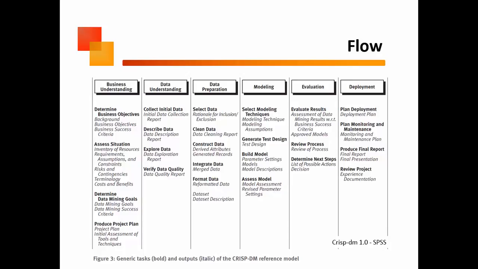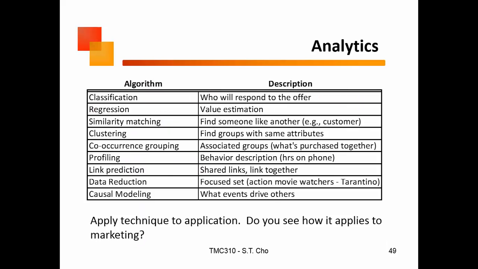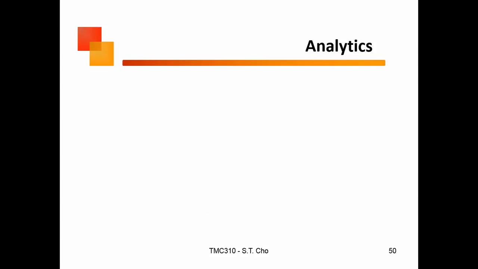For example, under data preparation, it's about selecting your data, cleaning it. There are different kinds of analytics you can use, and these are the most common algorithms. As you can see, a lot of these could apply to marketing. For example, similarity matching. I know I have a profile, and so I have one kind of customer. What if it turns out that there's somebody else who buys a different product who is actually very similar to the customer that I have? Those are people you want to go target.